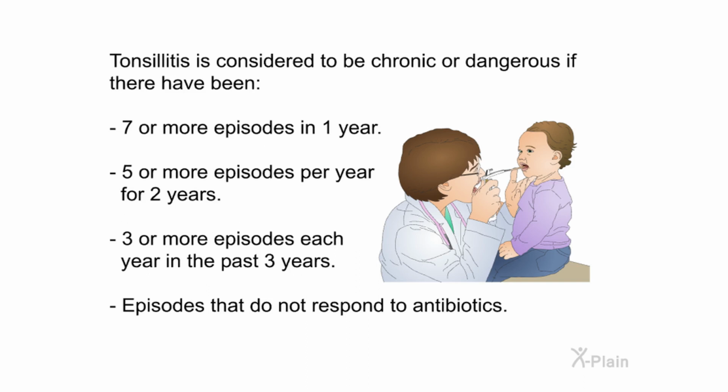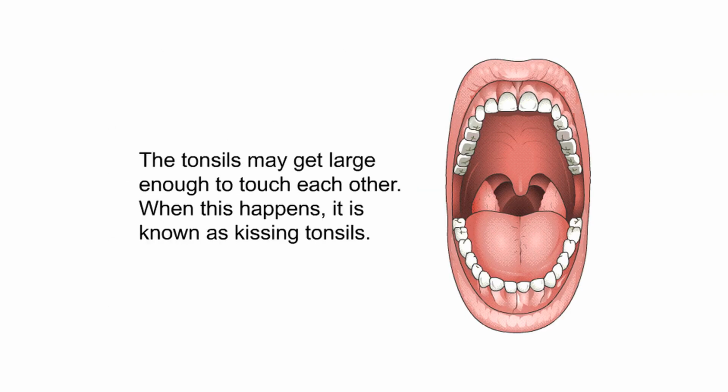Tonsillitis is considered to be chronic or dangerous if there have been 7 or more episodes in 1 year, 5 or more episodes per year for 2 years, 3 or more episodes each year in the past 3 years, or episodes that do not respond to antibiotics. The tonsils may get large enough to touch each other. When this happens, it is known as kissing tonsils.